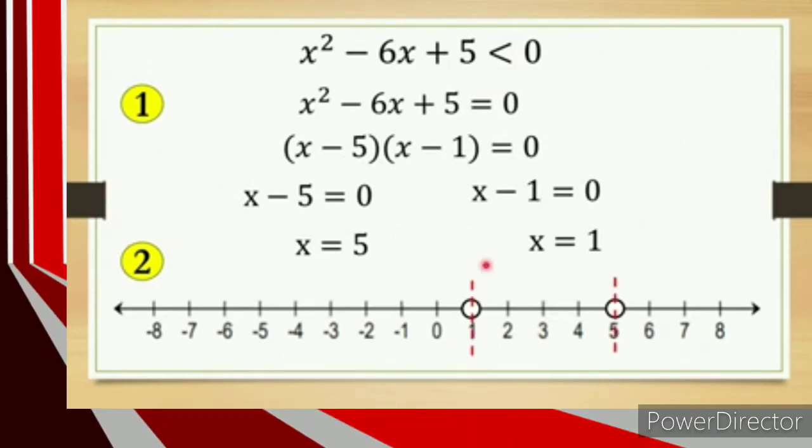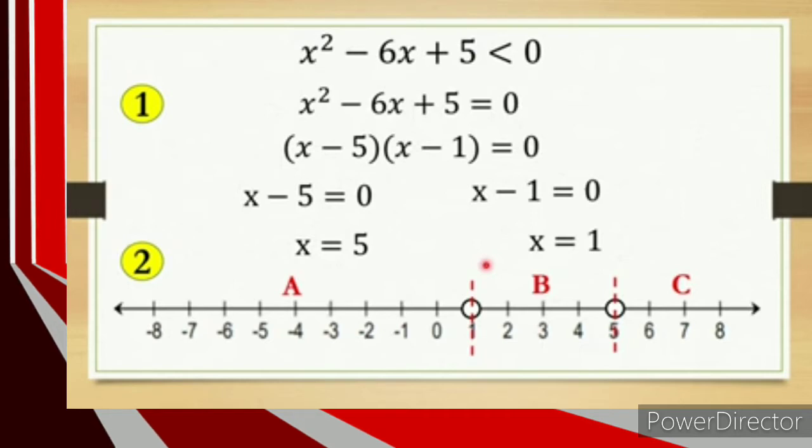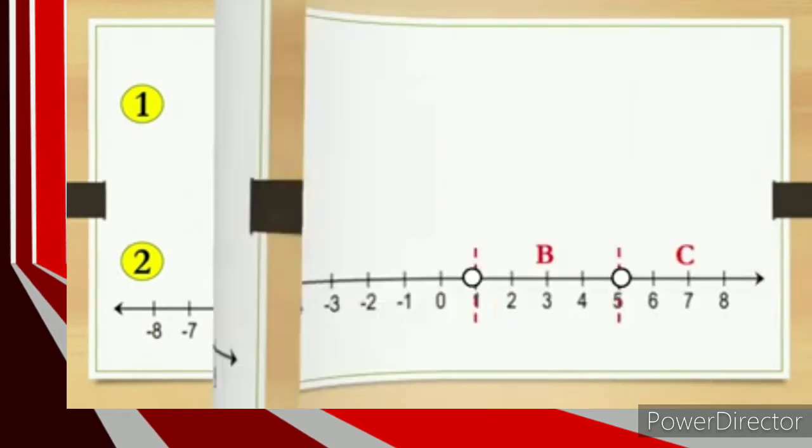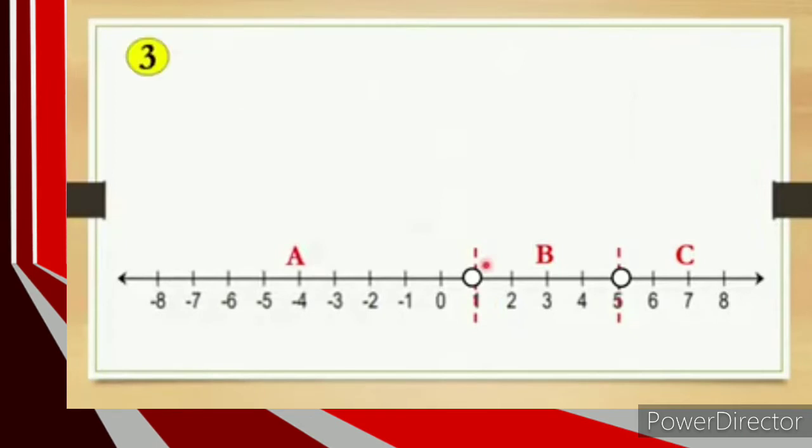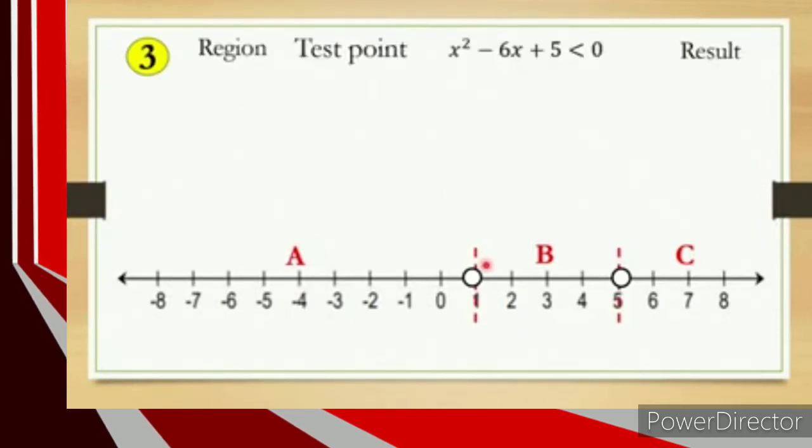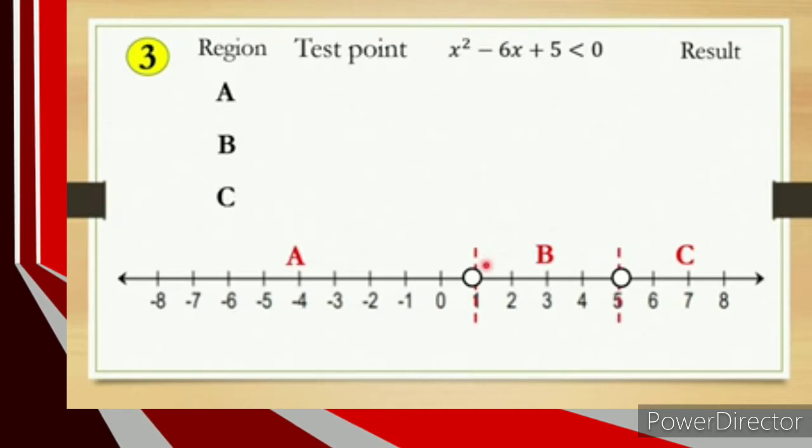Then mark the boundaries and label each region as A, B, and C. The main reason why we should label each region is that we have to get the test point for each region. Then, step 3. Choose a test point on each region. Just select one. Let's say, for example, in region A, you will choose x equals 0.